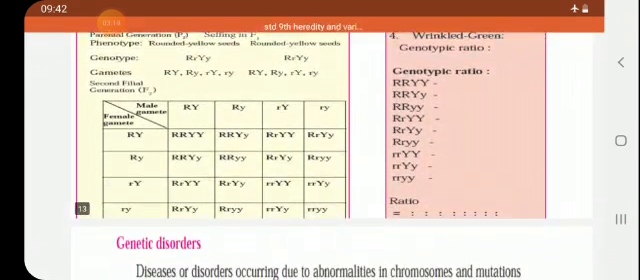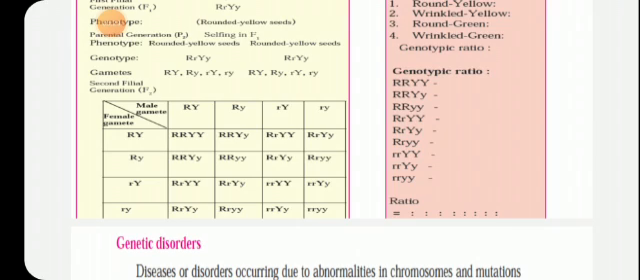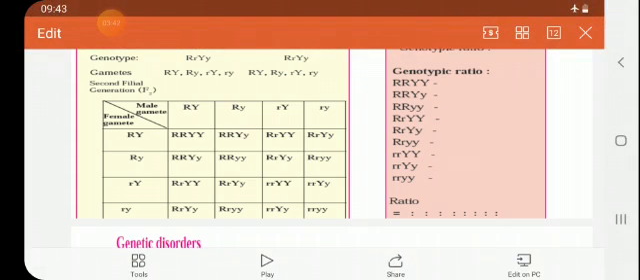So when we take the male gametes, we make four columns. Four columns and four rows are made here to show the cross. Male gametes are on the top: capital R capital Y, capital R small y, small r capital Y, small r small y. Again the female gametes are taken in the first column.